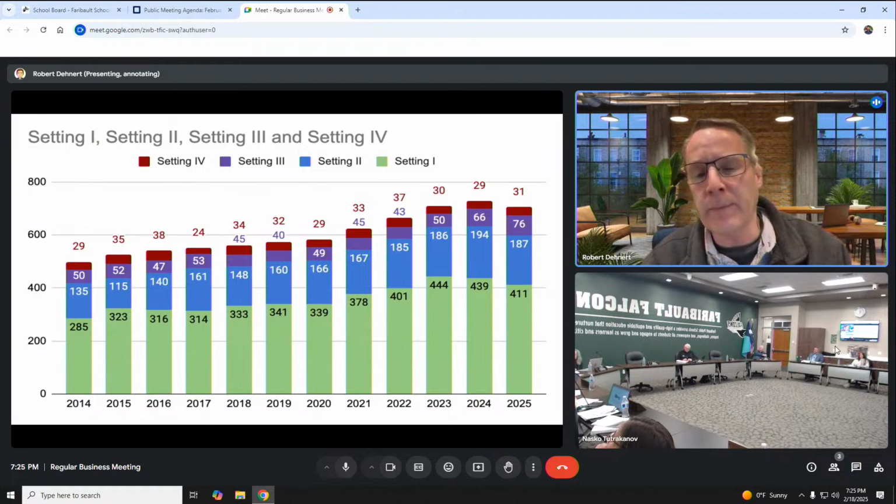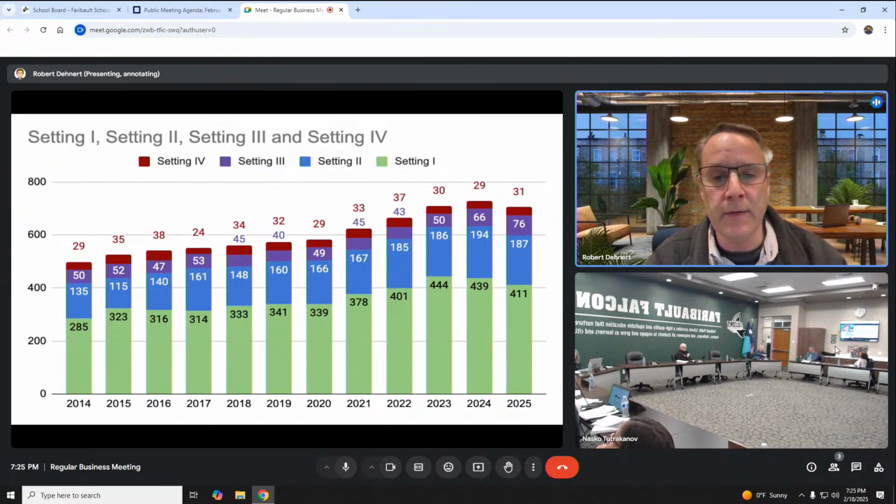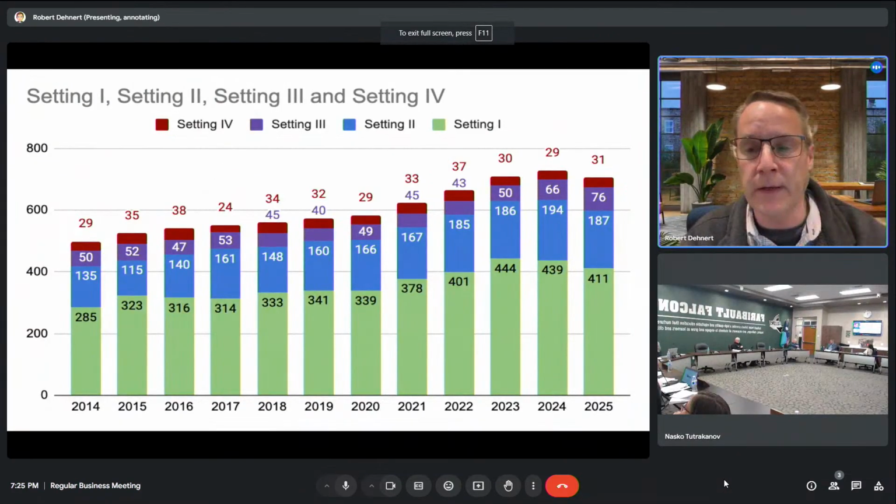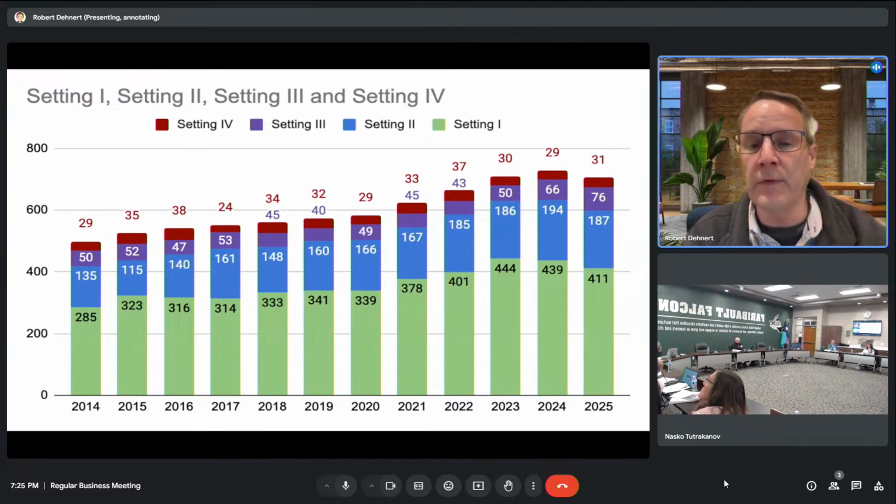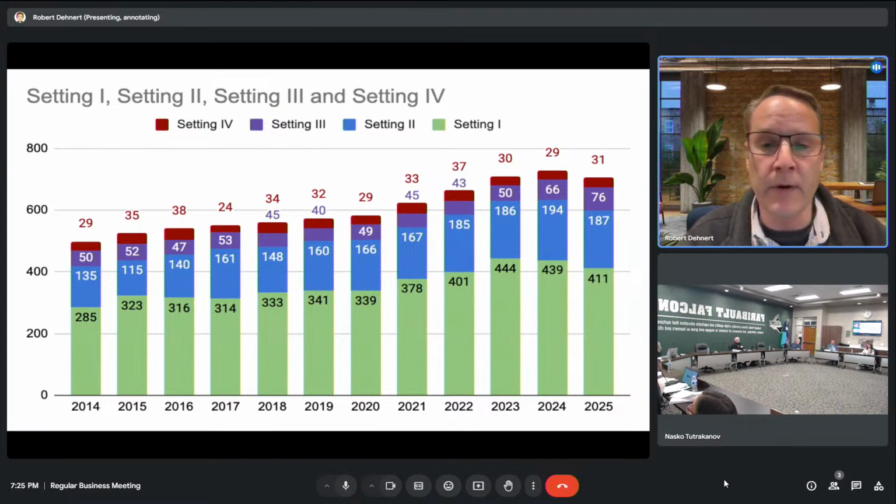This is the chart I want to spend a few minutes talking about. This is a reflection of what settings our students are in. The federal government in the IDEA legislation has settings laid out by certain time constraints. So a setting 1 student is in the general education classroom a majority of the school day, out in a special education program maybe 20% of the day or less. The blue section, the setting 2 students, are anywhere from 20% to 60% outside of the general education classroom. And the purple area is students who are outside of the general education classroom a majority of their day.